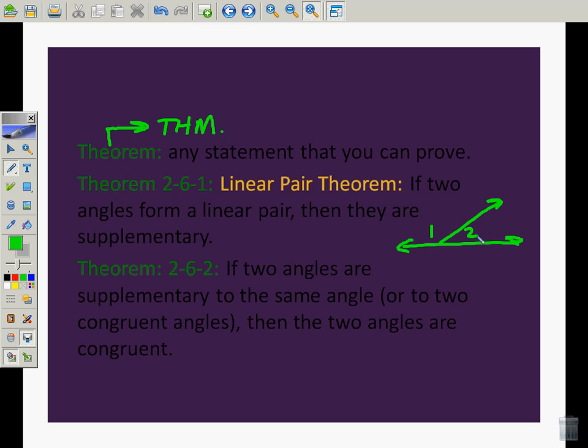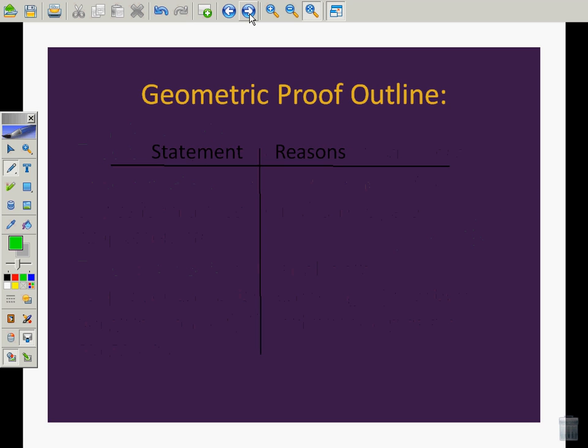When we're doing this, these are going to be some more of the reasons that we can put in these geometric proofs. Here's our geometric proof outline. Notice it's got the statements and the reasons in 2 columns. Here's how we're going to use this outline to help us. The statements are going to go like this. And this is what we say. What we say goes on the left side.